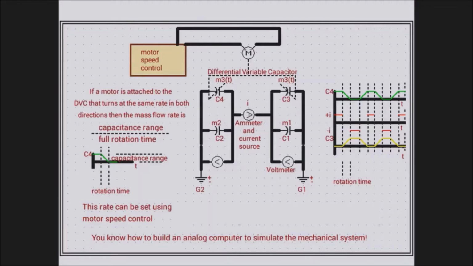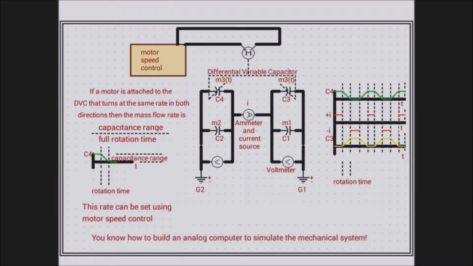And this motor is connected to a motor speed control circuit. The purpose of the motor speed control circuit is to control the rate at which the differential variable capacitor shaft is rotated. So if the motor is attached to the differential variable capacitor, we call it DVC, that turns at the same rate in both directions, then we can calculate the mass flow rate that we were simulating as the capacitance range of the differential variable capacitor divided by its full rotation time.